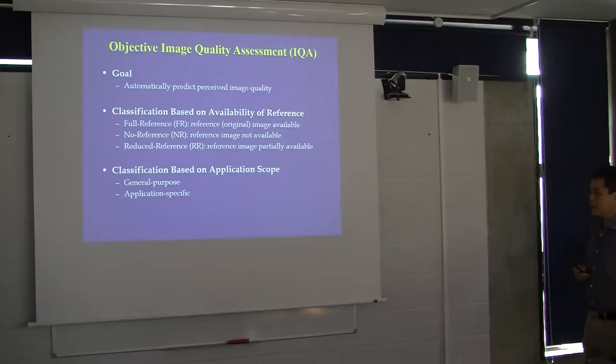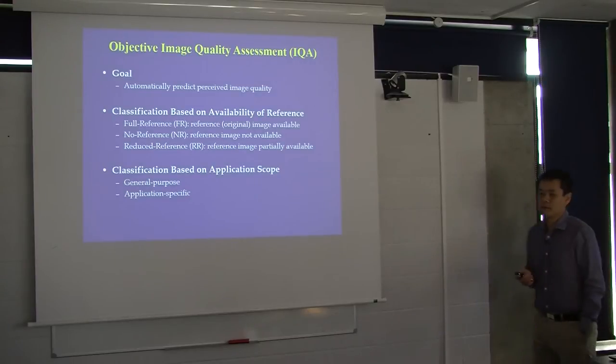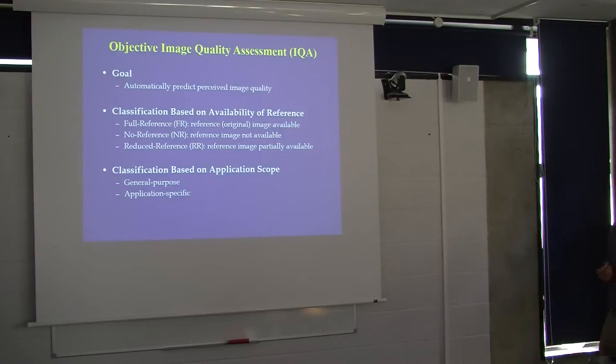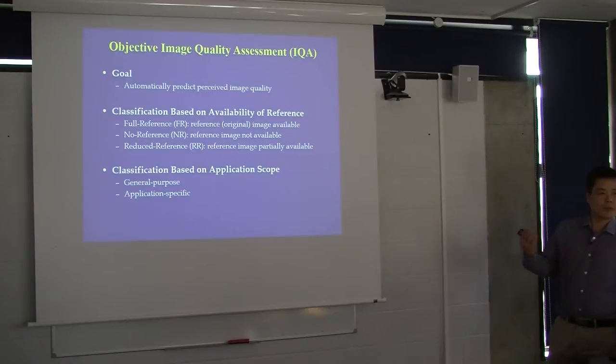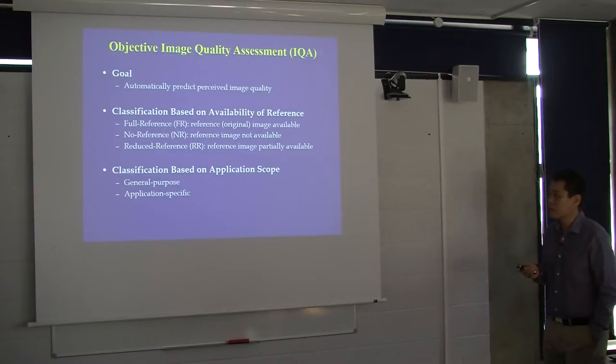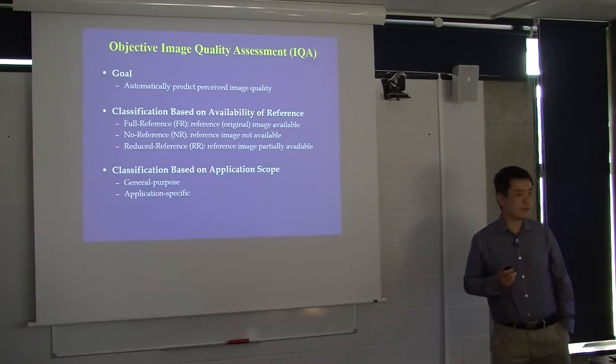There's something in between, and this is an area coming directly from the industry. In industry, there are use cases where you don't have full access to the reference image, but you might get a chance to extract certain features from the reference image. Then when you evaluate the quality of the distorted image, the altered image, instead of looking at the full reference, you can look at these features extracted from the reference. This is called reduced reference quality assessment.